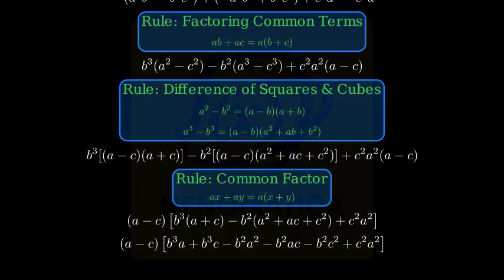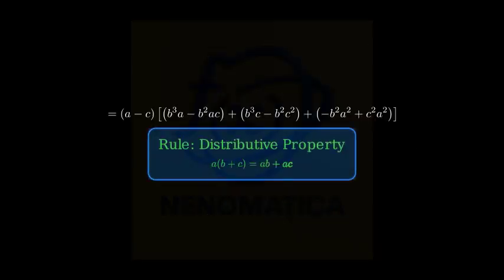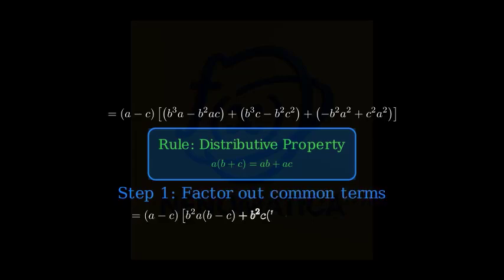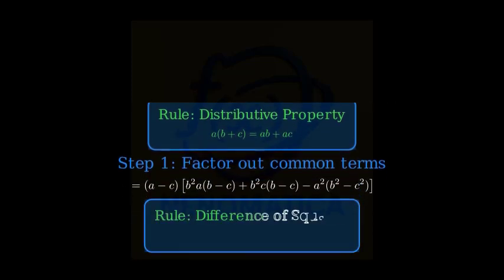Let's group similar terms together. The first thing we'll do is use the distributive property to factor out common terms within each group inside the brackets. We can see that in the first group we can factor out b squared to get b squared times a times (b minus c). In the second group, we can factor out b squared times c to get b squared times c times (b minus c). And in the third group, we can factor out a squared to get a squared times (negative b squared plus c squared). Next, let's use the difference of squares identity to rewrite the last term. We know that b squared minus c squared can be factored as (b plus c) times (b minus c).